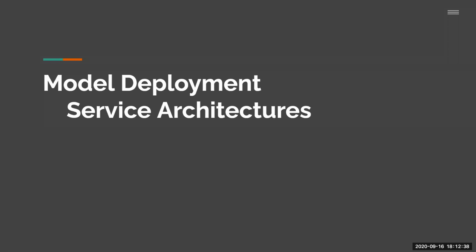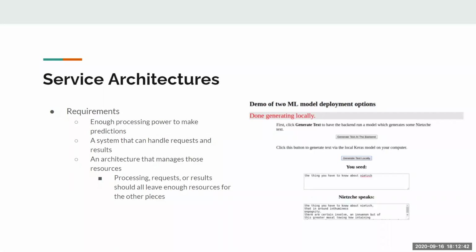Next topic that we're talking about is service architectures. Service architectures handle how your model gets new data and where the results go. What you need out of a service architecture is enough processing power at the actual processing node to make predictions, a system that handles requests and results, and an architecture that will manage those resources: the computing power for the predictions, the requests, and the results.